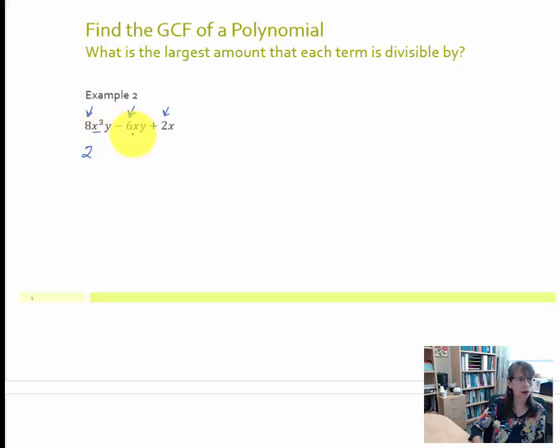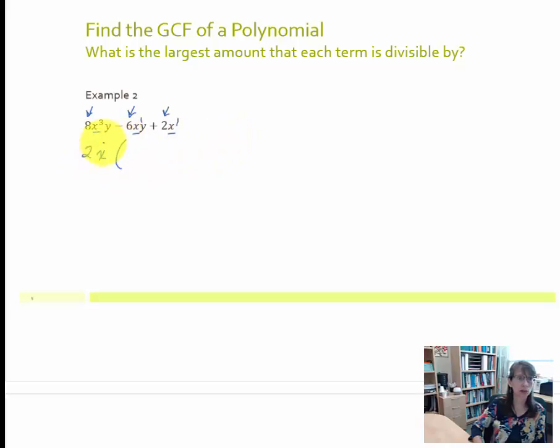It looks like all of our terms have at least x. Checking out the powers, 3, 1, 1. All terms have at least x. Notice that only the first 2 terms have a base of y. The last term does not have a base of y. So 2x is the greatest common factor.